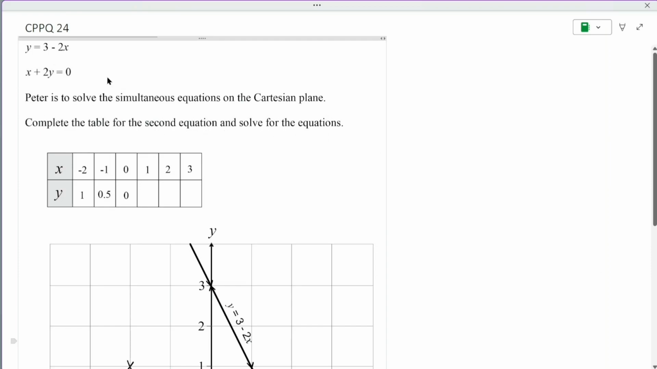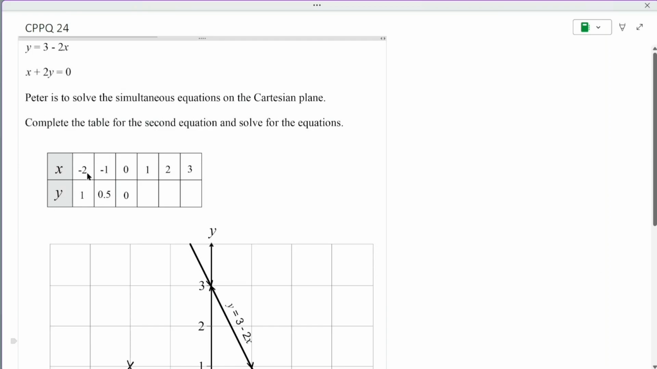What the question is saying is this is a simultaneous equations question that should be solved graphically. So we have our first equation as y equals 3 minus 2x, and the second equation as x plus 2y equals 0. Now it says complete the table for the second equation and solve for the equations. This is the second equation and we have to complete the table for it. We have x and we have y.